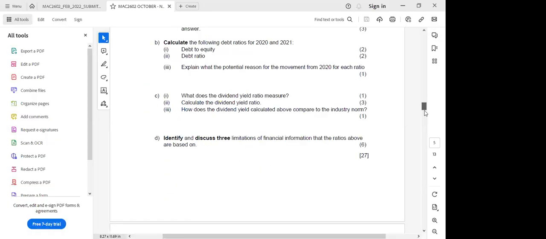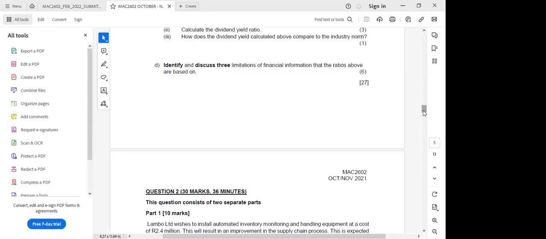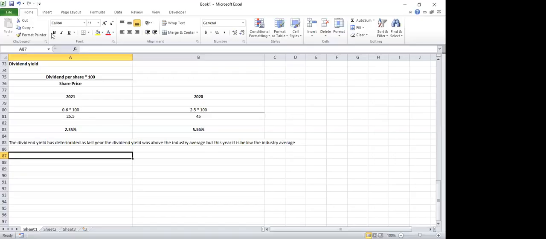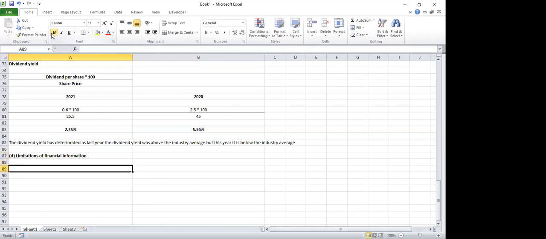Right. Then identify and discuss 3 limitations of financial information that the ratios above are based on. Limitations of financial information. Right. There are various limitations that we have as far as information produced by financial results is concerned.